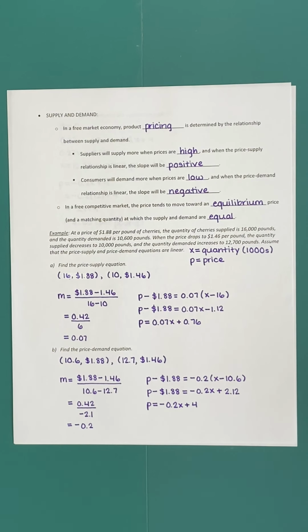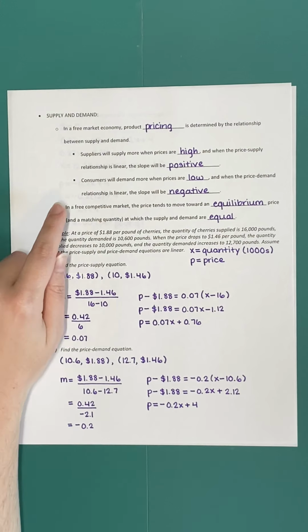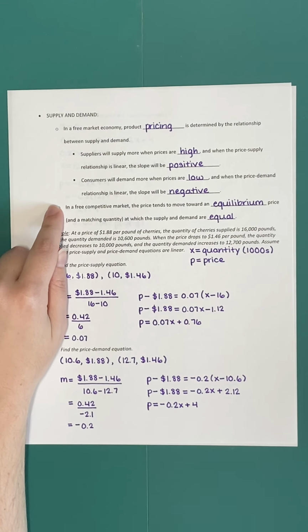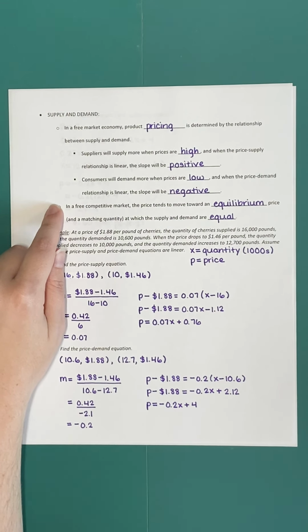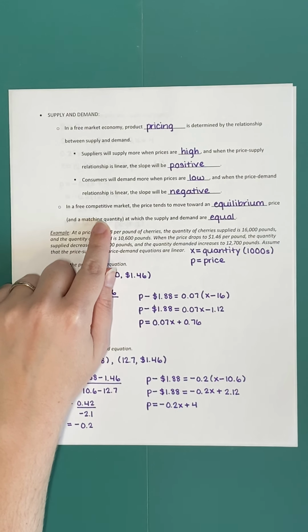How do you balance this out? How do you actually find the right price so that you're maximizing how much will go on to the market, but you don't end up with so much on the market that people aren't willing to buy it and you have what we call a surplus? So in a free competitive market where we're actually using these forces of supply and demand in order to determine appropriate pricing, the price tends to move to what we call an equilibrium price, sort of the balancing point, and then the matching quantity.